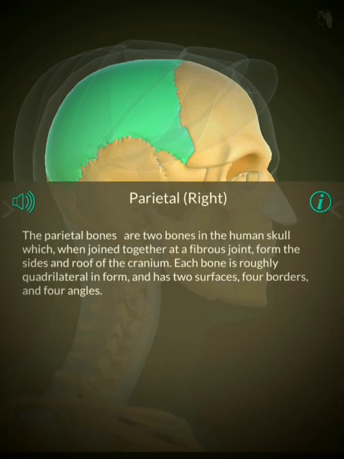The parietal bones are two bones in the human skull which, when joined together at a fibrous joint, form the sides and roof of the cranium. Each bone is roughly quadrilateral in form, and has two surfaces, four borders, and four angles.